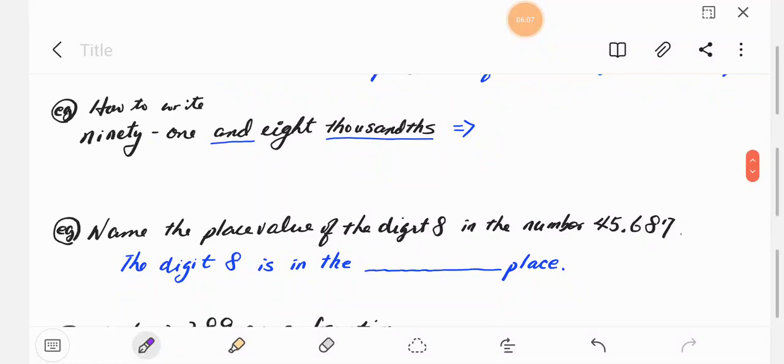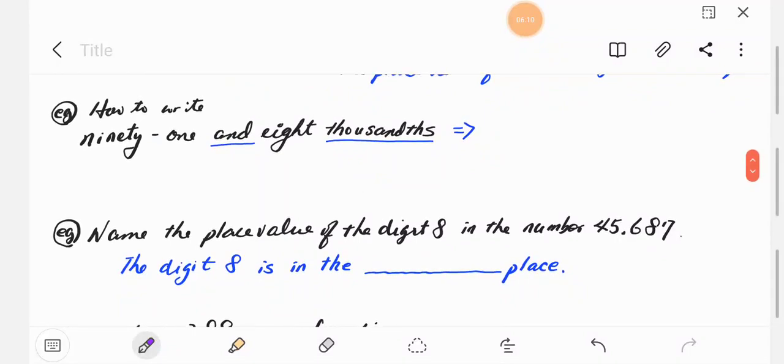Then let's write this in number, decimal. Okay, 91 and. So this "and" should be a decimal point. And thousandth. Okay, thousandth is the third decimal place, right? So there are two zeros after the decimal point. Thousandth is this guy, right?